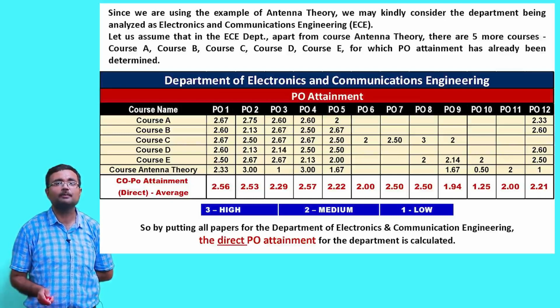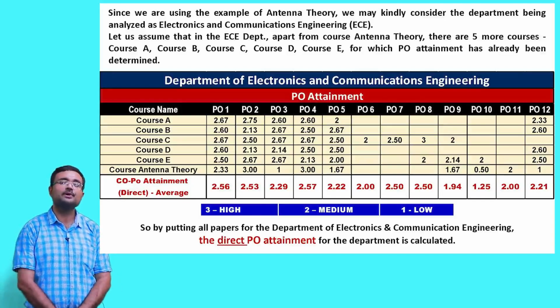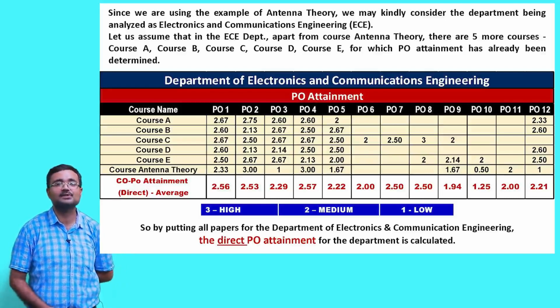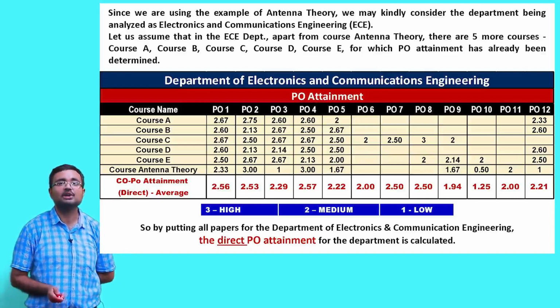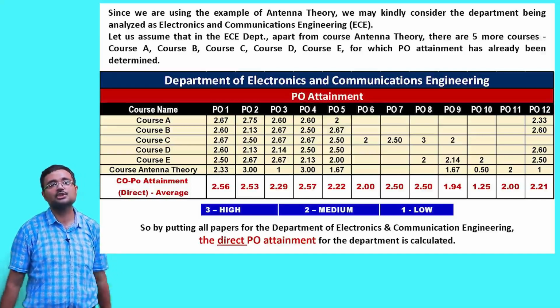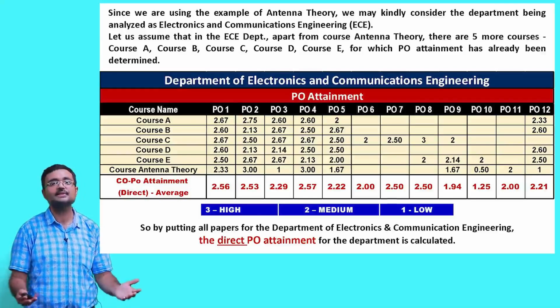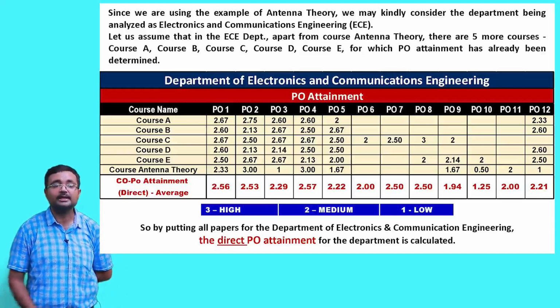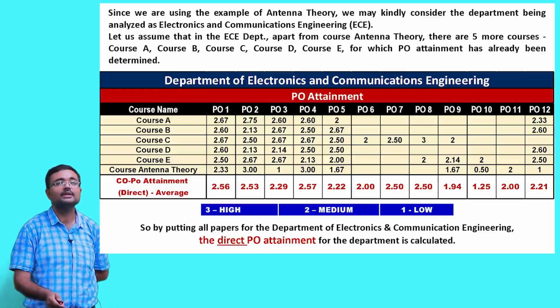1.94 you can work upon, but PO10, 1.25 is not good at all. And what was this PO10? If you go back and check the POs, you will see PO10 was communication skill. So, this communication skill has not been well attained by the Department of Electronics and Communication Engineering. This is the attainment, but this covers 80%. That is, this is how the direct PO attainment has been calculated.